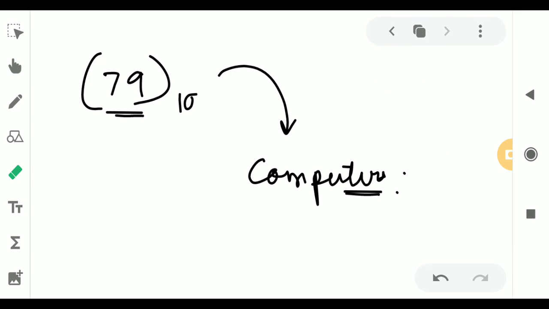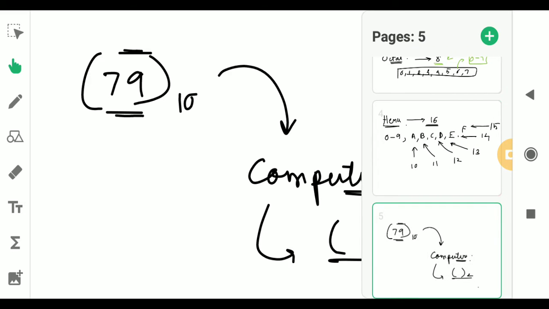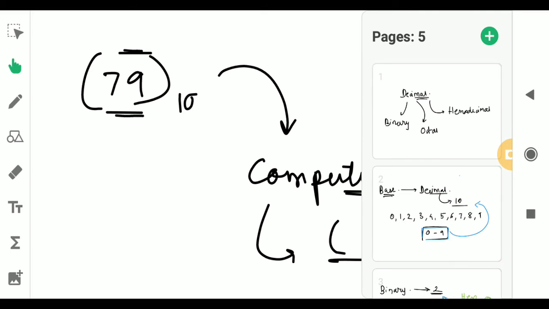Now what if I have to feed this 79 into computers and generate a binary number? That is when there's a need to convert this 79 into binary, into the number system which has base 2. How do we do this? There's a rule for this which we are going to study now. There are rules and methods to do such conversions, and let us see which are those.